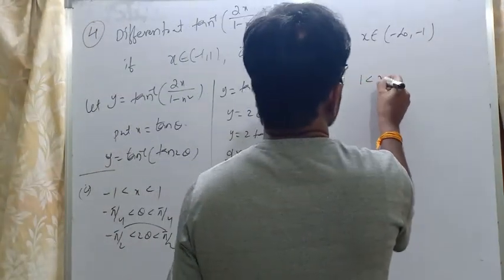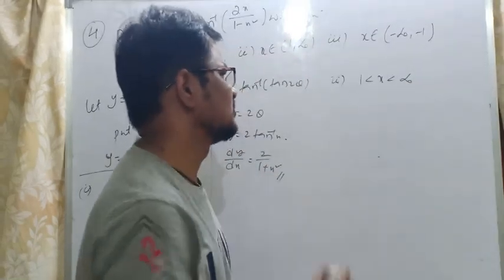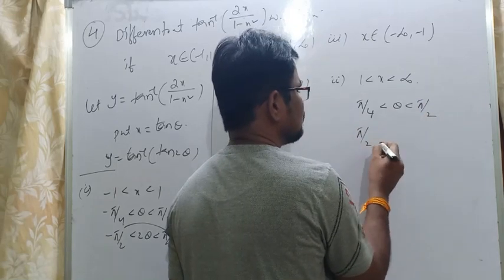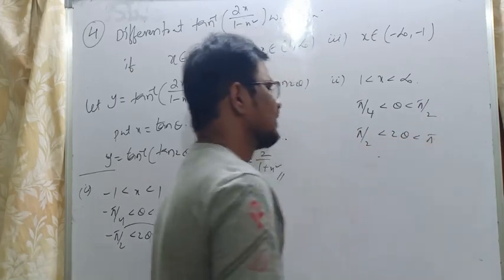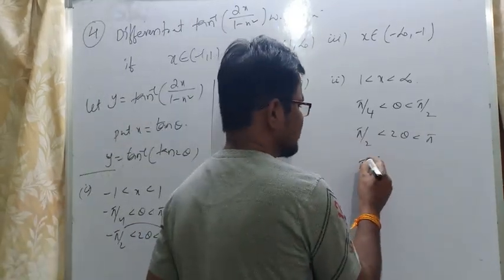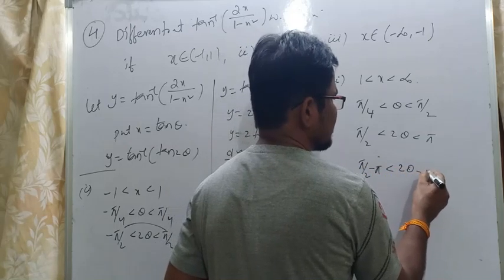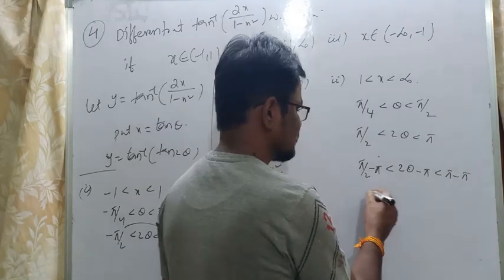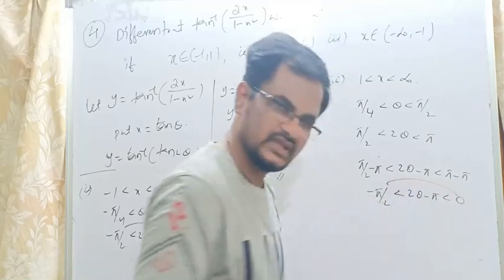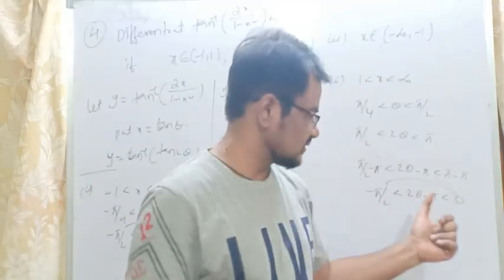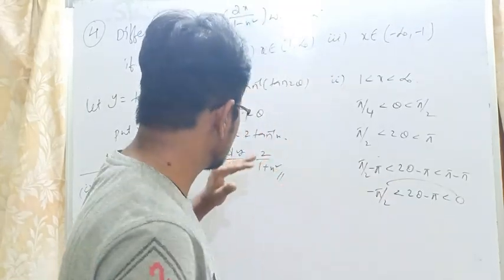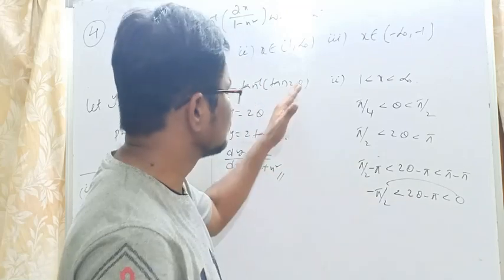Next, 1 less than x less than infinity. Apply tan inverse on both the sides. This is pi by 4 less than theta less than pi by 2. Multiply by 2: pi by 2 less than 2 theta less than pi. But it is not the range of tan inverse. So that's why subtract pi. If you take minus pi, this is 2 theta minus pi less than pi minus pi. So this is minus pi by 2 less than 2 theta minus pi less than 0. It is the range of tan inverse x. But apply tan of 2 theta minus pi, definitely it is positive only. So easily, means happily, you can replace this 2 theta by 2 theta minus pi.